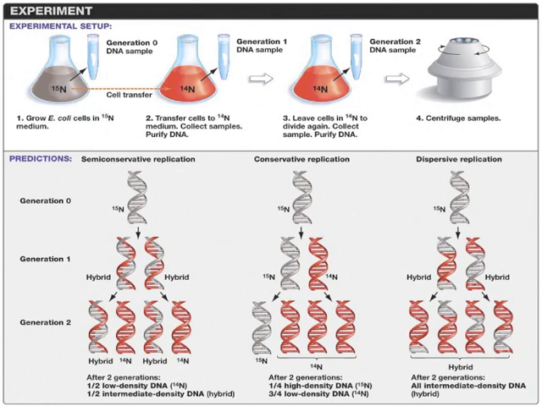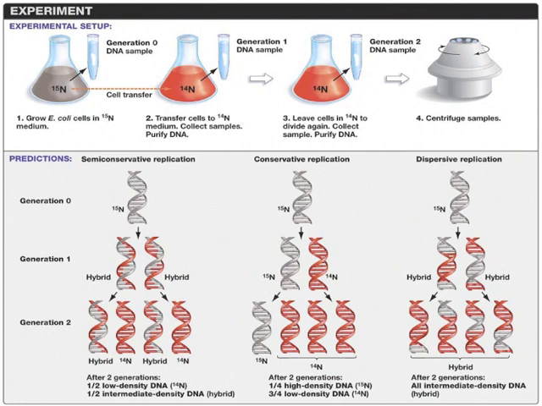The conservative hypothesis predicts that each double strand of DNA makes an exact copy of itself each generation. If DNA were copied this way, the nitrogen-15 and nitrogen-14 ratio would be different. In the second generation, 1/4 of the DNA would be high density. That is, DNA would be made of 100% nitrogen-15 DNA, while 3/4 of the sample would be low density DNA. That is, made of only nitrogen-14 DNA.